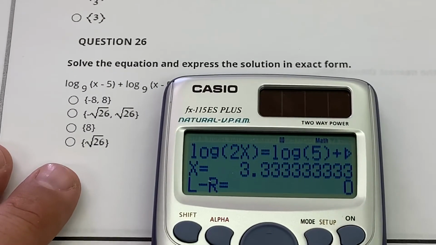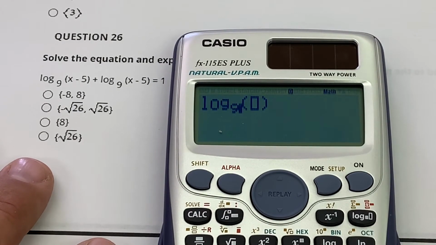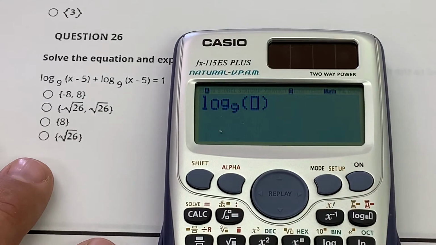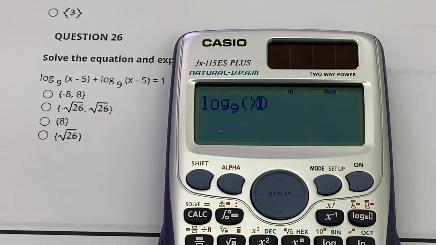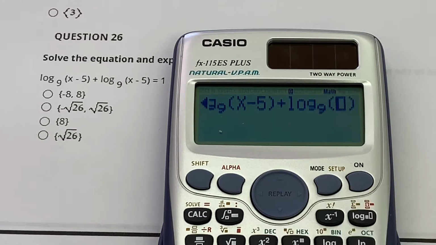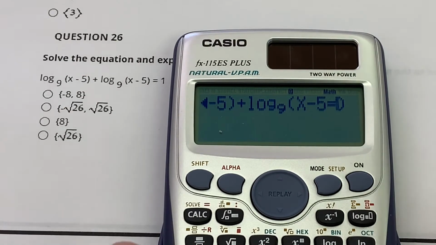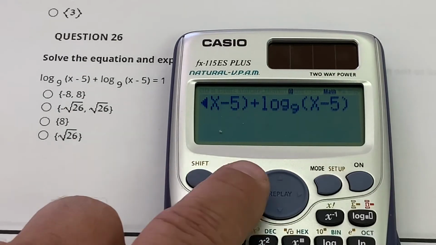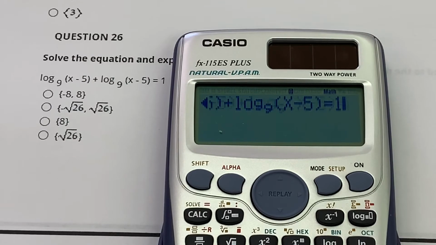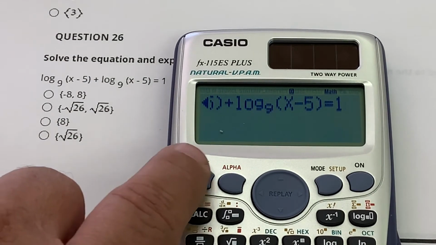We're going to do the same process for number 26. So here's what we're going to do. We're going to type in log base 9. So we're going to hit the wonderful log button. Base 9, right arrow, alpha red x, minus 5, right arrow, plus log base 9. Got to hit the wonderful log button, log base 9, right arrow, alpha red x, minus 5. Alpha red equals 1. Whoops, delete. Right arrow, alpha red equals 1. Don't hit equals. Remember, we want to solve it. So I'm going to hit shift, solve.